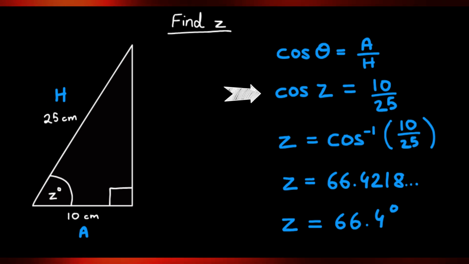Then, substitute the respective values in the cos ratio. 25 centimeters for hypotenuse, 10 centimeters for adjacent, and z for theta. Now we are going to solve for z.